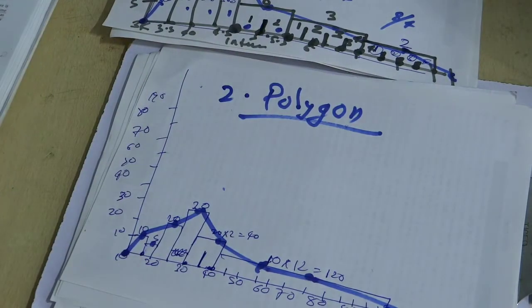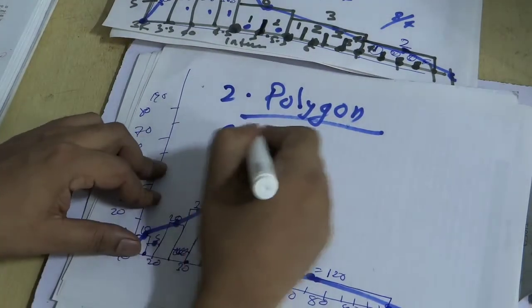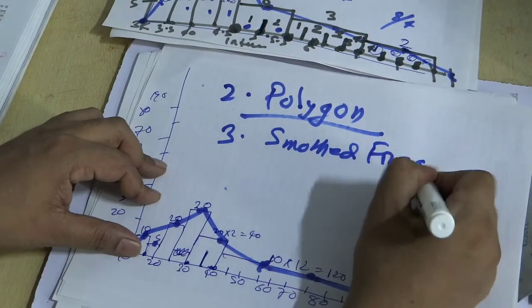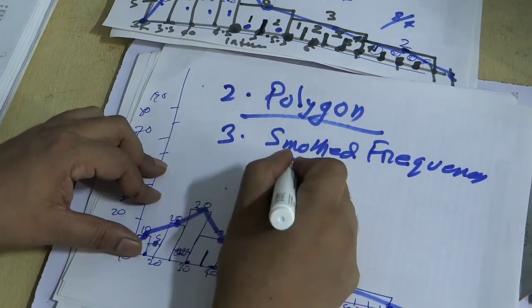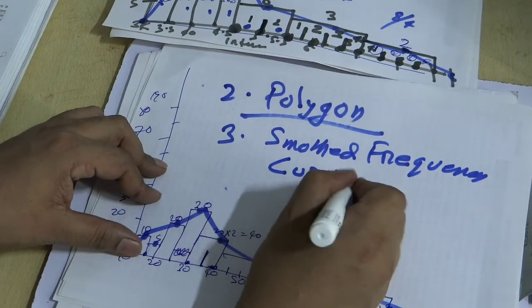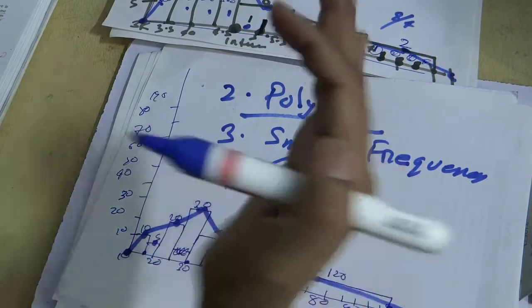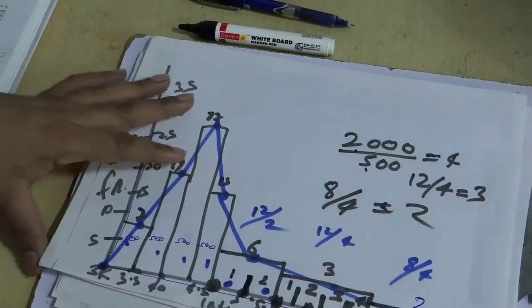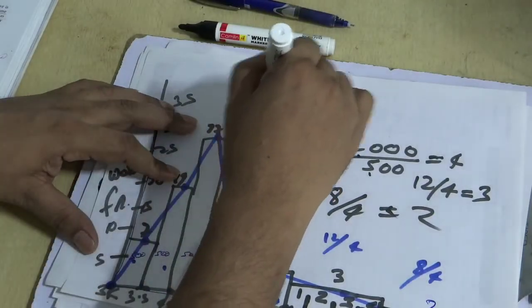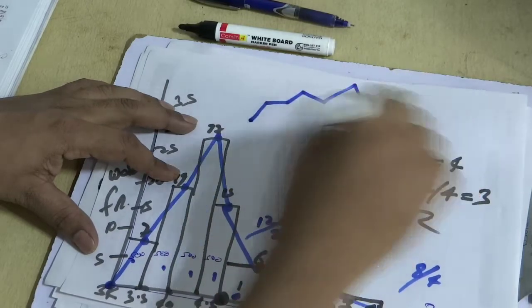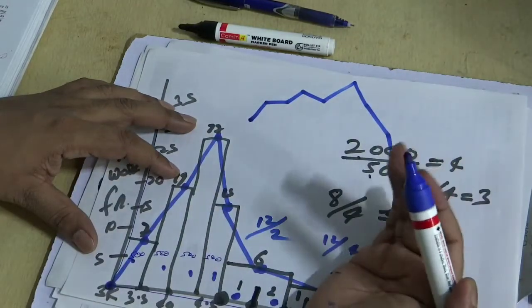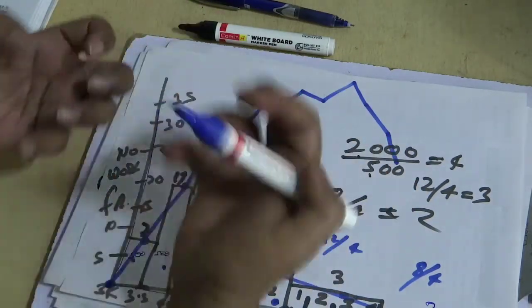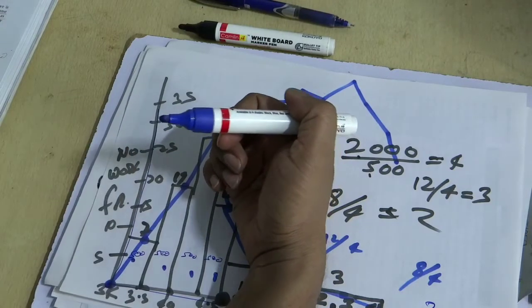And what is the third one? The third one is the smooth frequency curve. So what is this smooth frequency curve? This is nothing, again this is a kind of polygon. Now this does not look smooth, drawing like this. So what is the smooth frequency curve? That is nothing but, you can say, the modified version of the polygon.